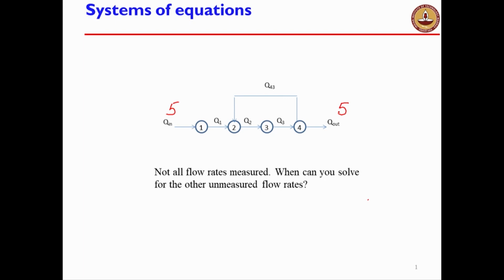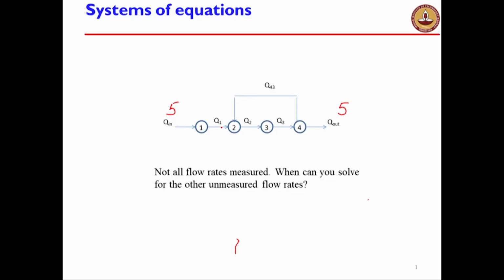If I asked you this question, can you tell me what are all the other flow rates? So obviously, whatever is going into 1 should go out of 1. So Q in this is also equal to 5. Now Q43 plus Q1, Q2, you could write that equation. Now you can write Q2 is equal to Q3, and again you can write Q3 is equal to Q out plus Q43.